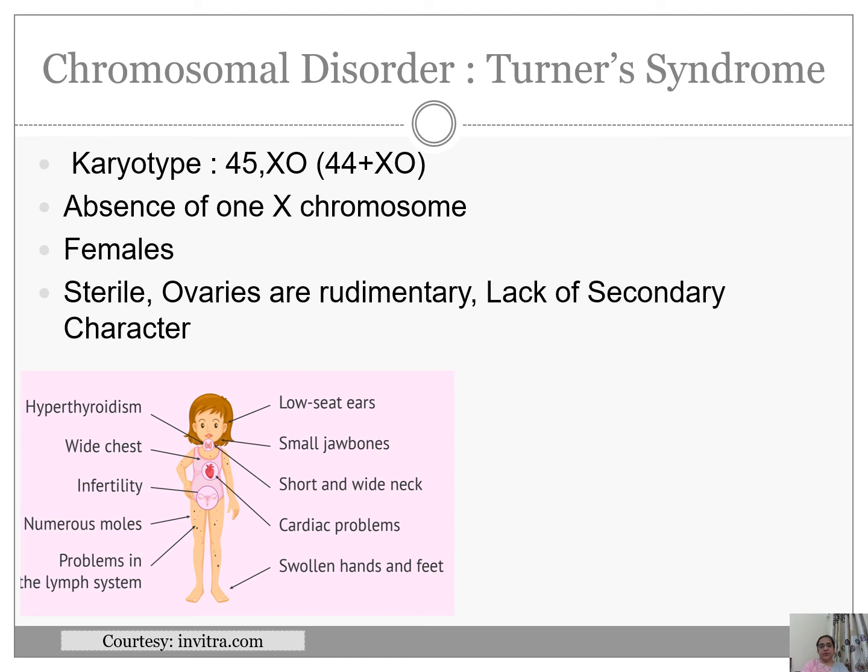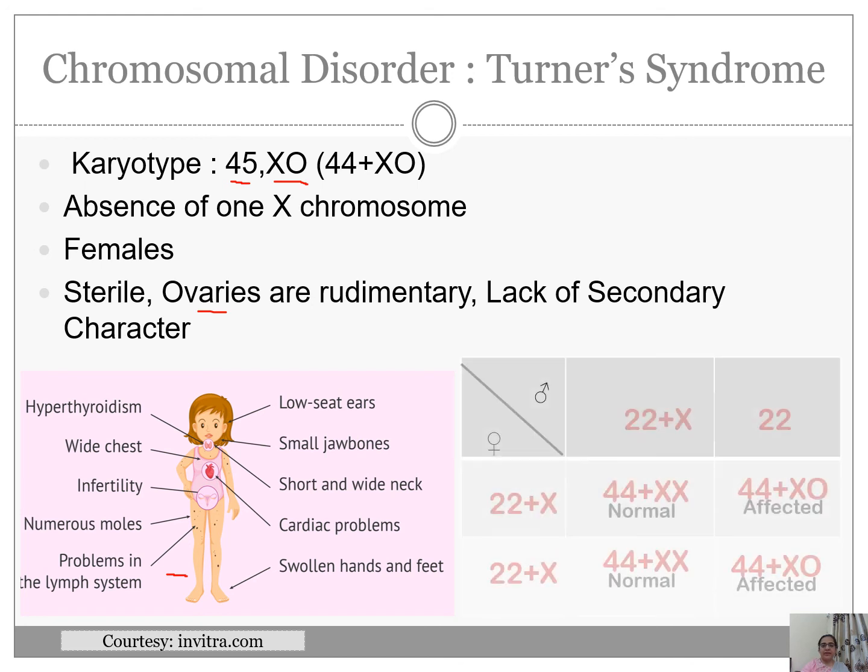Turner syndrome. Here the karyotype has a total of 45 chromosomes, and in spite of XX or XY, the XO situation is there. The individual will be female but the ovaries will be sterile and there will be a lack of secondary characters. These are the features for an individual who is affected with this disease.